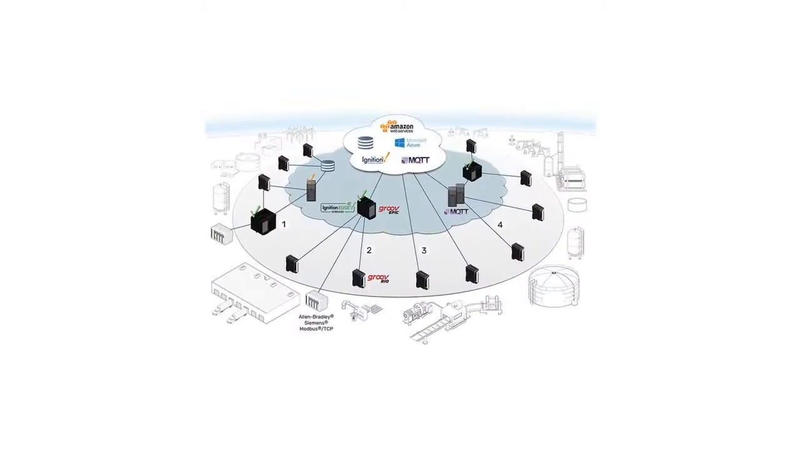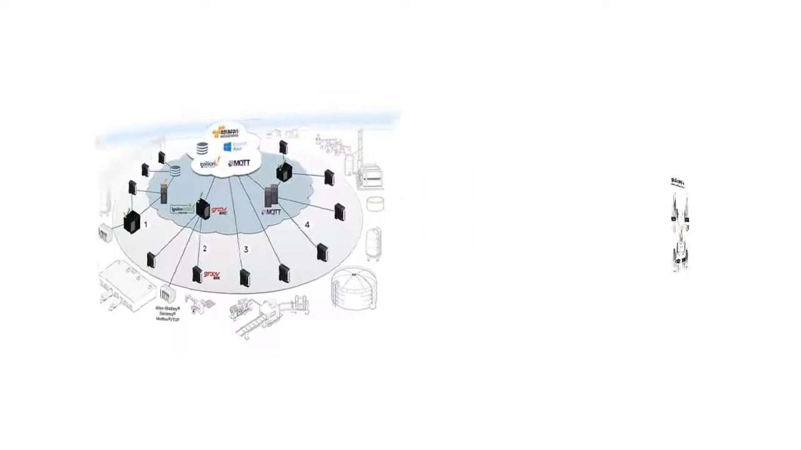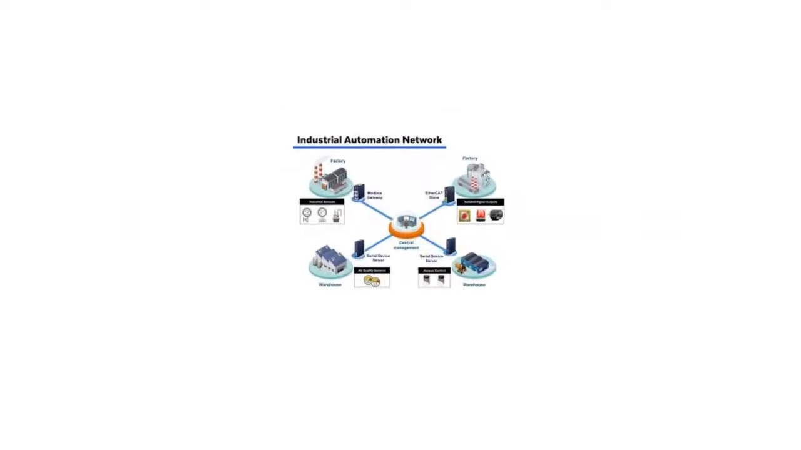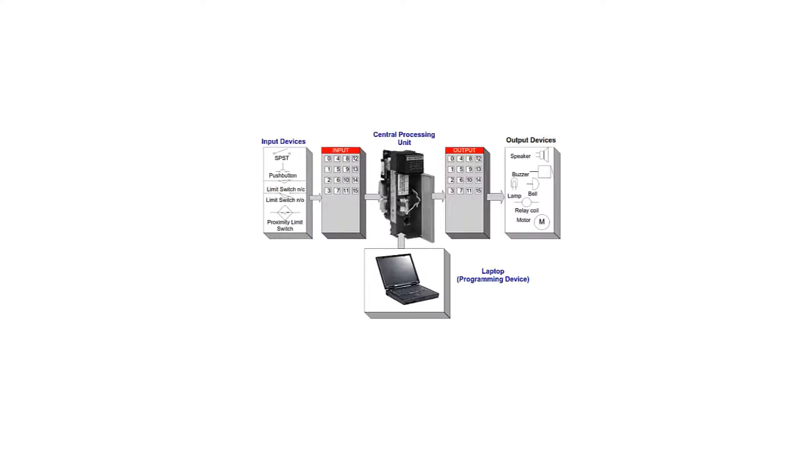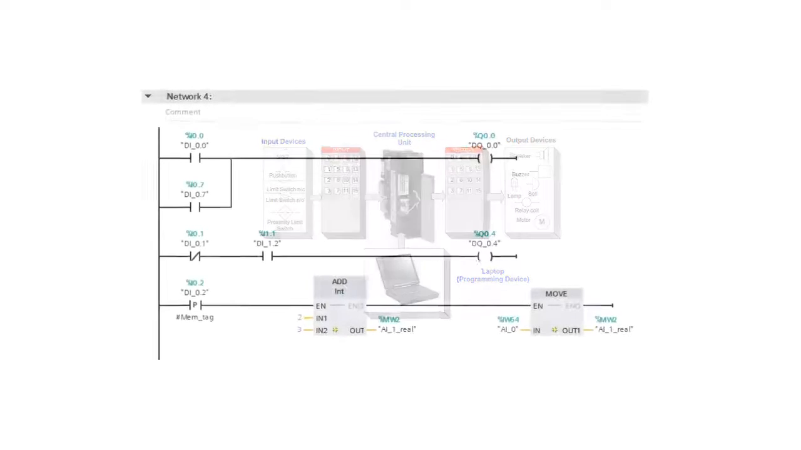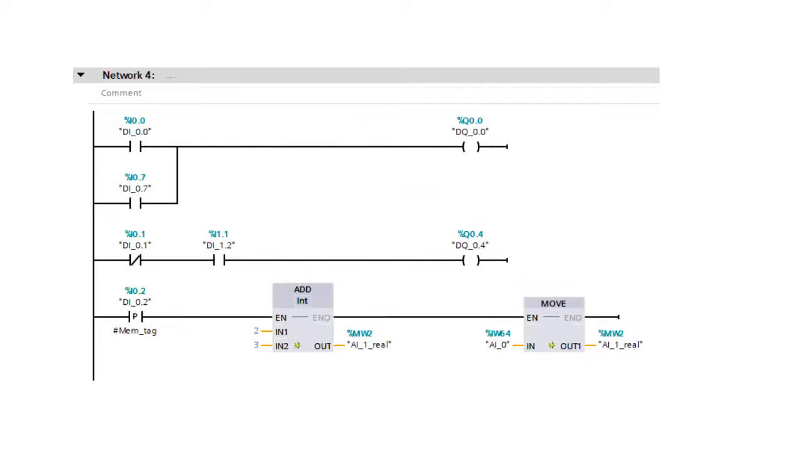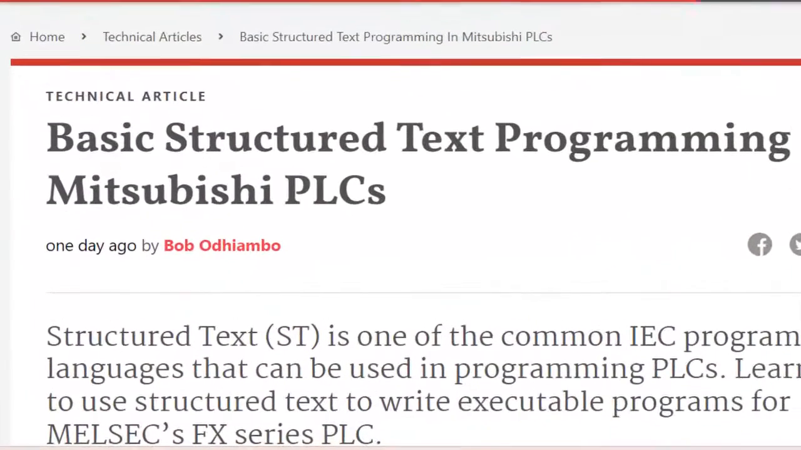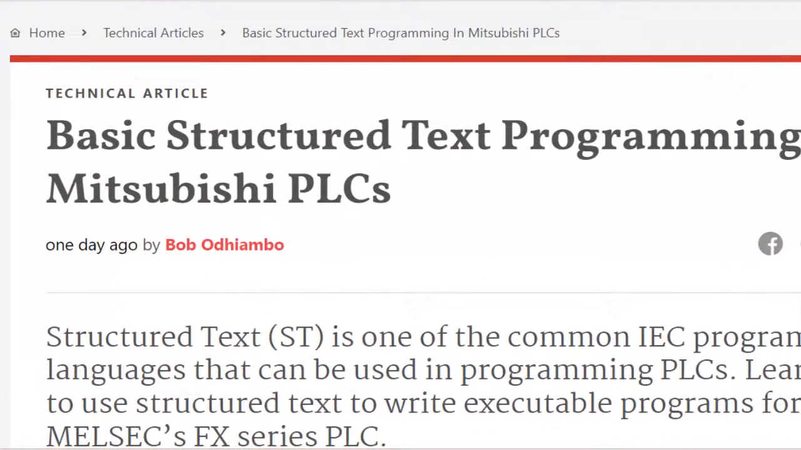Data types. Structured text supports various data types, such as Boolean, integer, floating point, string, and arrays. You can declare variables with specific data types and manipulate them in your code. Syntax. ST follows a structured syntax with keywords, operators, and constructs similar to other programming languages. It uses a combination of statements and blocks to define program behavior.